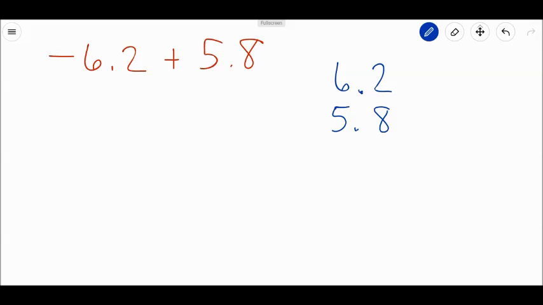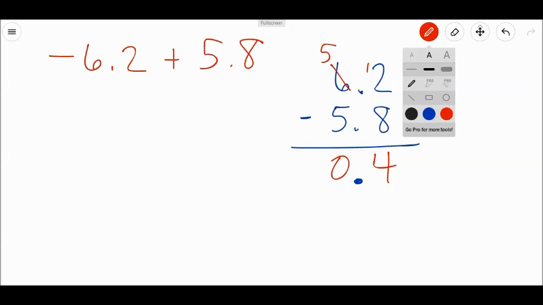I said since they're different signs, I need to subtract, so we're going to subtract these. And now remember, we're going to subtract this just like we normally would, just pretending that there's not a decimal point there. We're just going to bring it into our answer. So I can't do 2 minus 8, so I'm going to borrow from the 5 and make this a 12. 12 minus 8 is 4, and 5 minus 5 is 0. So the numerical part of my answer is going to be 0.4.